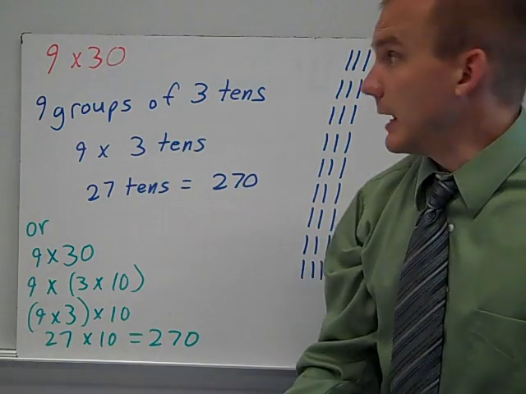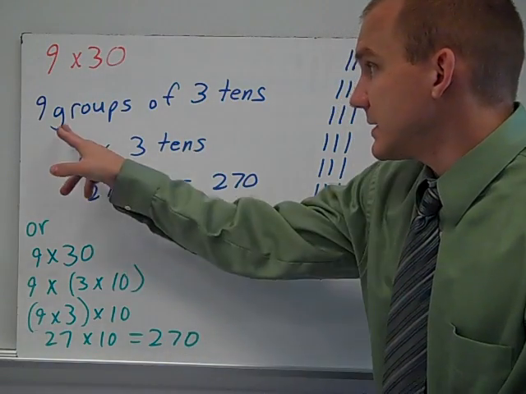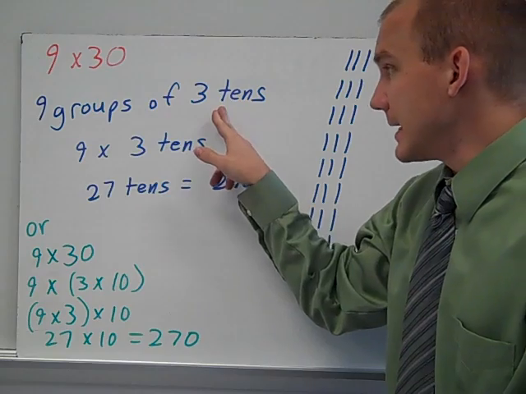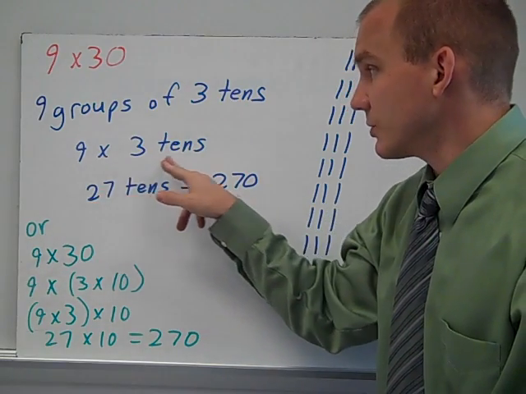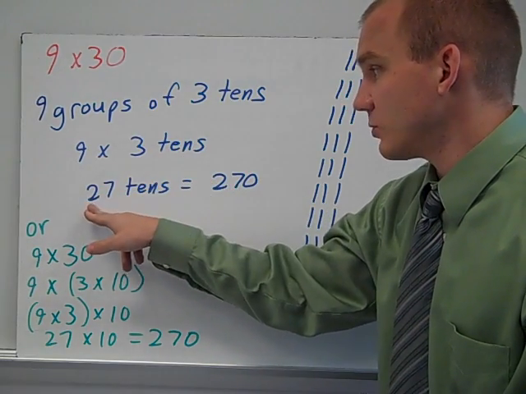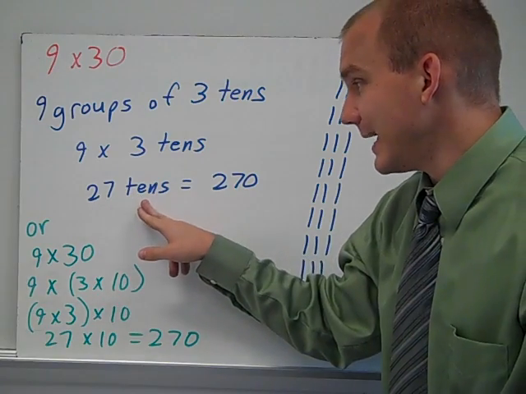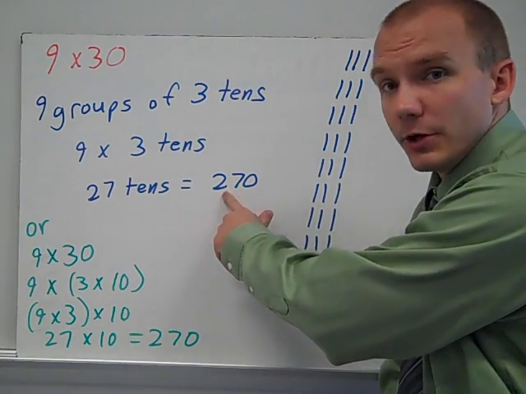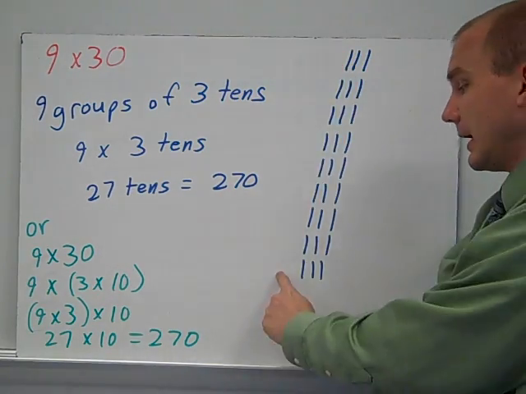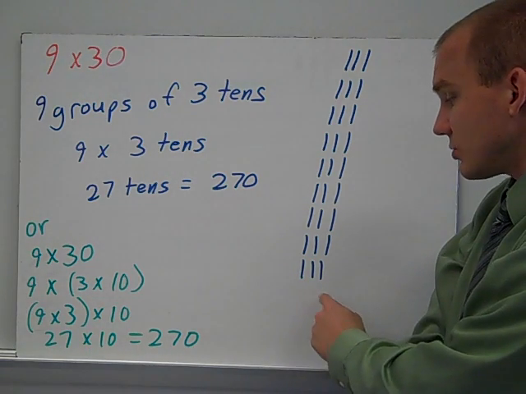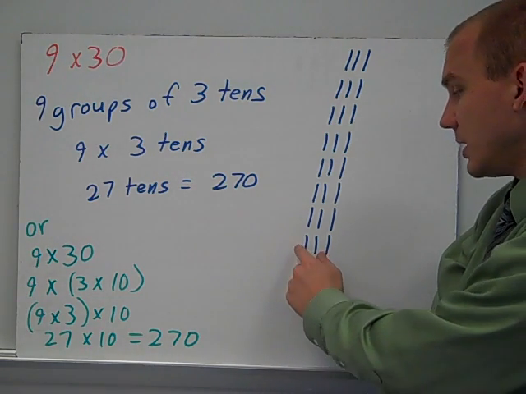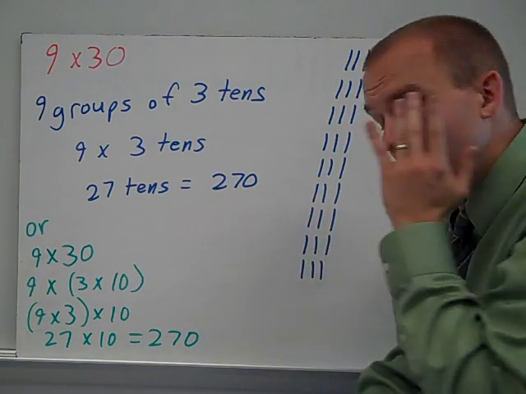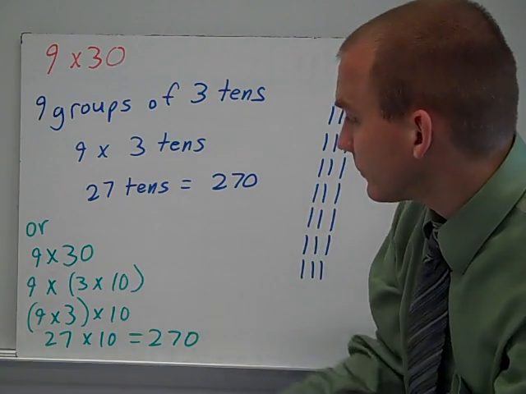Let's look at another example, 9 times 30. This is 9 groups of 3 tens. 9 times 3 tens. Well, 9 times 3 is 27, but it's 27 tens, which really equals 270. Again, 9 rows, 3 tens in each row. So if I count it up, 10, 20, 30, 40, 50, 60, I get all the way up to 270.